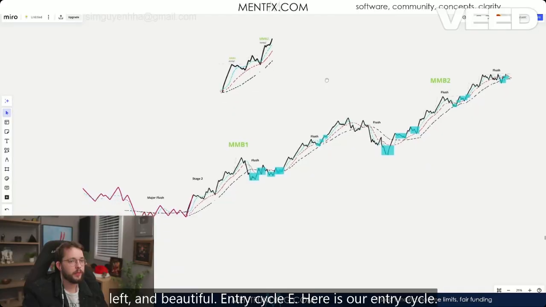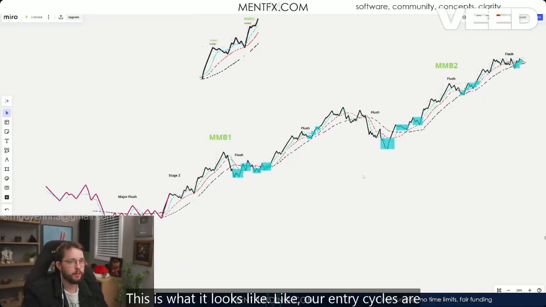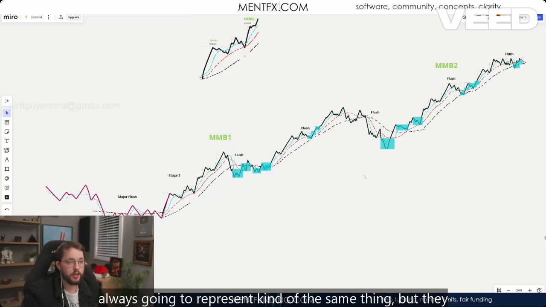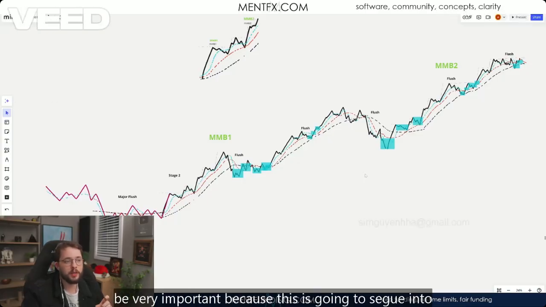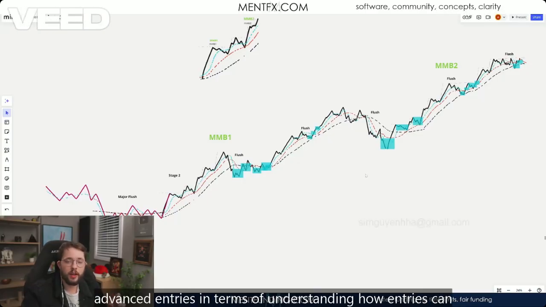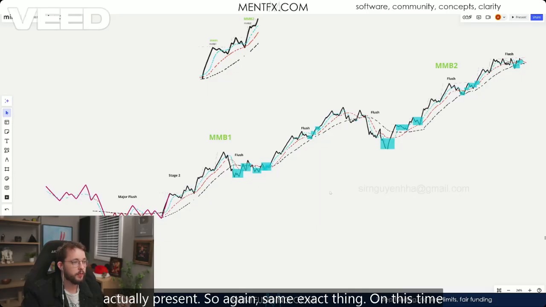Entry cycle E. Here is our entry cycle. This is what it looks like. Our entry cycles are always going to represent kind of the same thing, but they might create different kinds of opportunities. It's going to be very important because this is going to segue into advanced entries in terms of understanding how entries can actually present. So again, same exact thing.